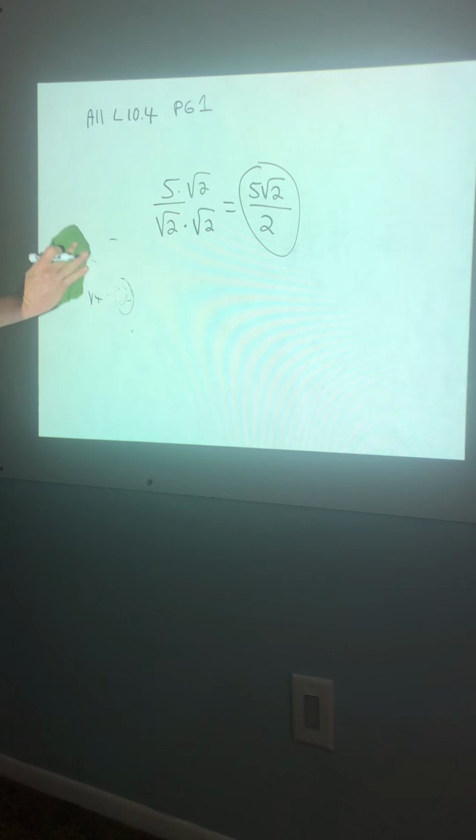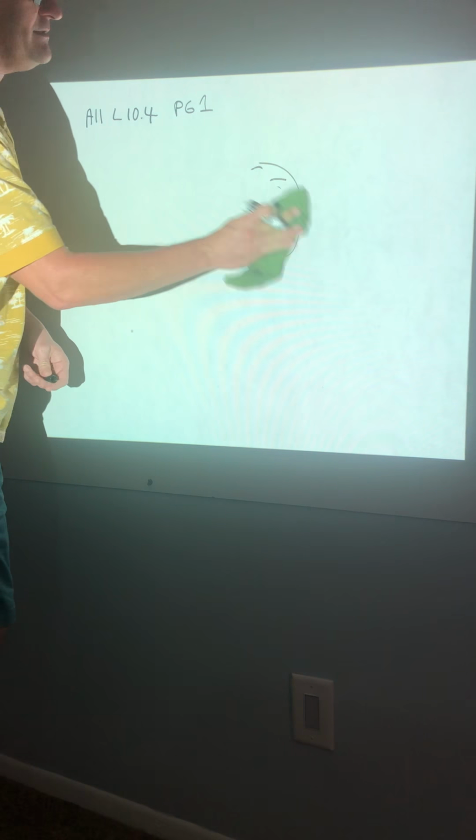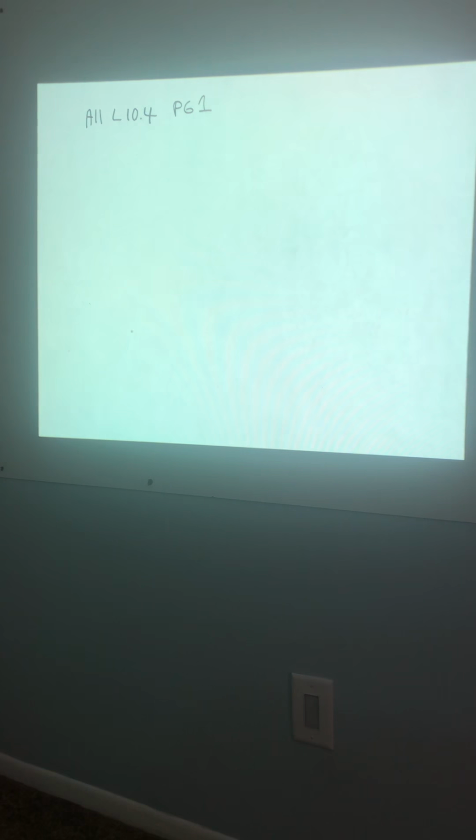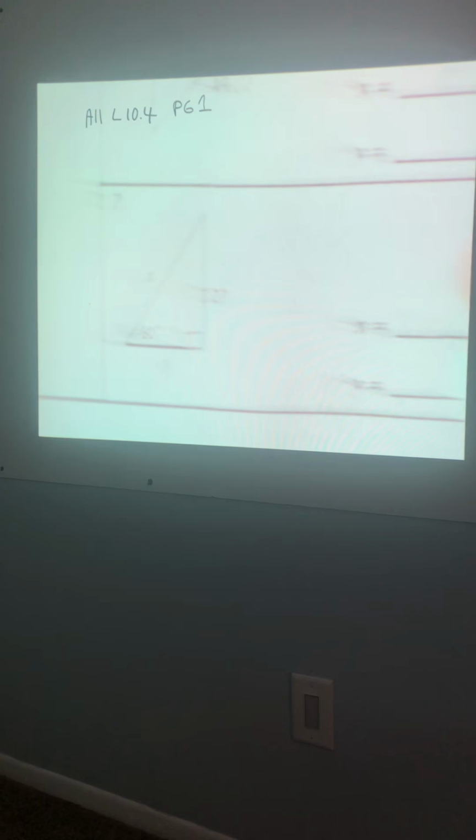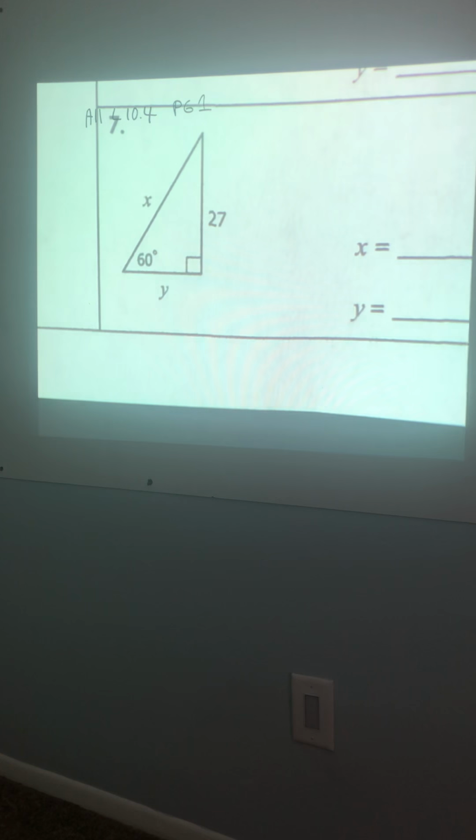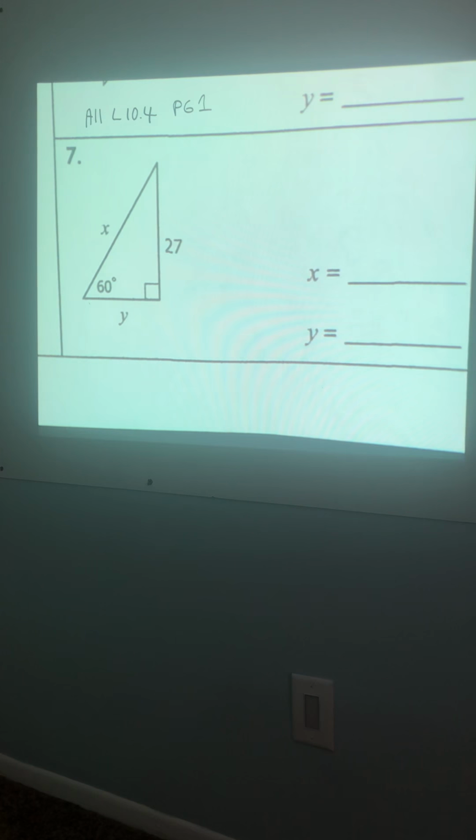Okay, so let's find that one that we did on the last lesson, and all we're going to do different is use breaking down the radicals. I know which one it was. It was number 7. Remember number 7? Okay, here it is, number 7.